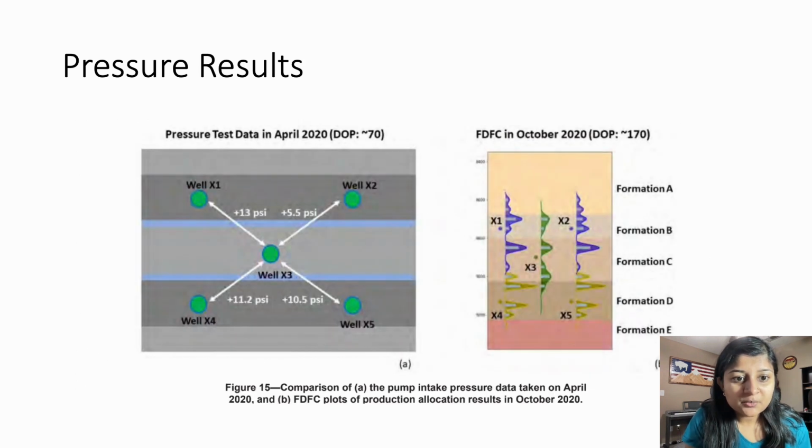Now I'll talk about some of the pressure results. Pump intake pressure results were used for interwell communication analysis, especially with pad X. You'll notice the PSI differences when well X3 was turned on, and there was an hour-long difference between X3 and then X1, X2, X4, and X5. And those are the respective pressure differences that you'll notice.